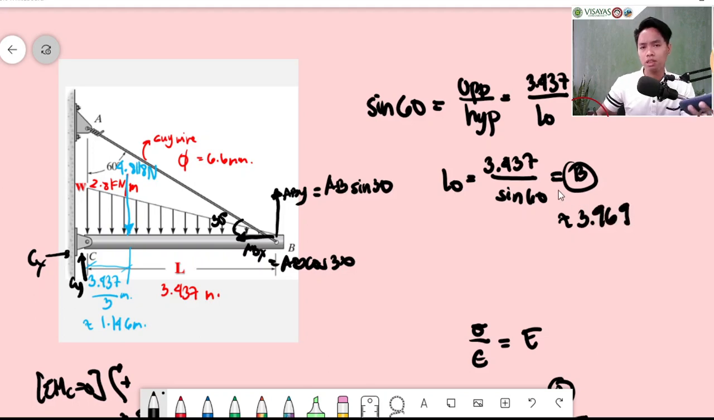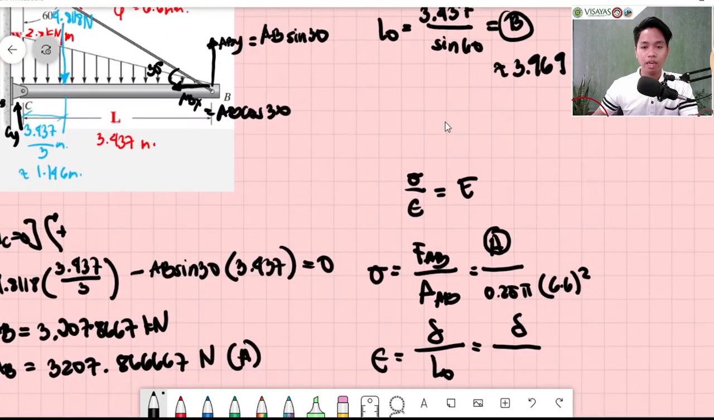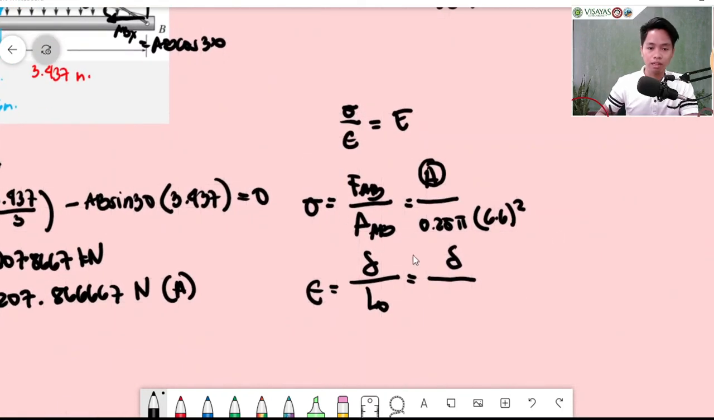I use "approximately" here because I don't round off in the solution. I store values so they stay complete. Okay? So, we now have the value of L0. So, the strain would be delta over whatever value is in B. So, we have stress and we have strain.